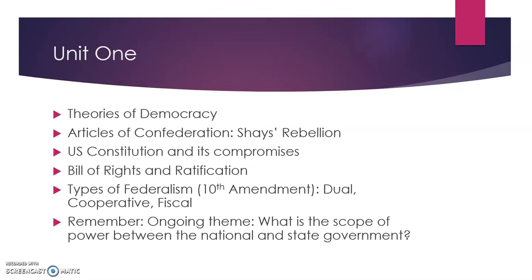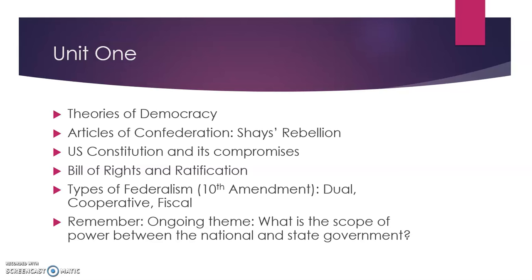Unit 1 is focusing on the major theories of democracy. So this is where you're going to be looking at pluralism, hyper-pluralism, and the elite models. Now, Unit 1 also focuses on the early foundation of our country, and that, of course, starts with the Articles of Confederation. And if you recall, that gives too much power to the states as opposed to the federal government.